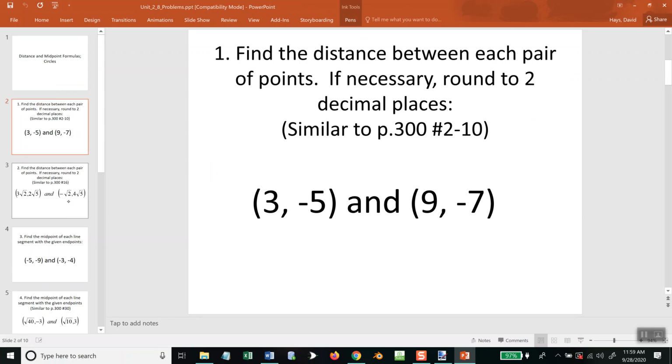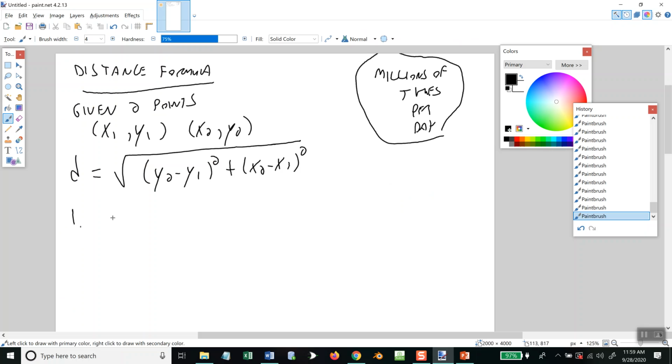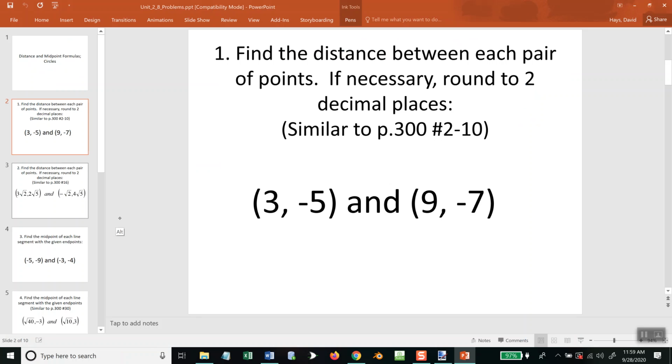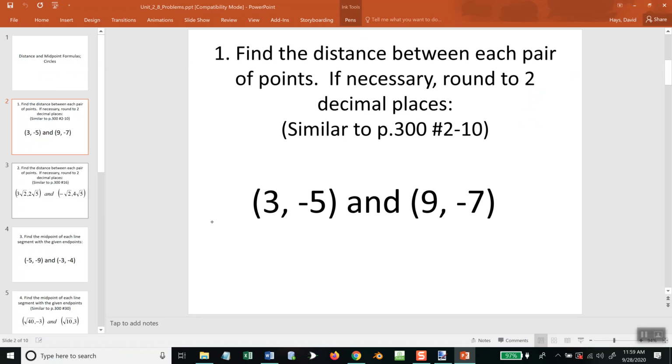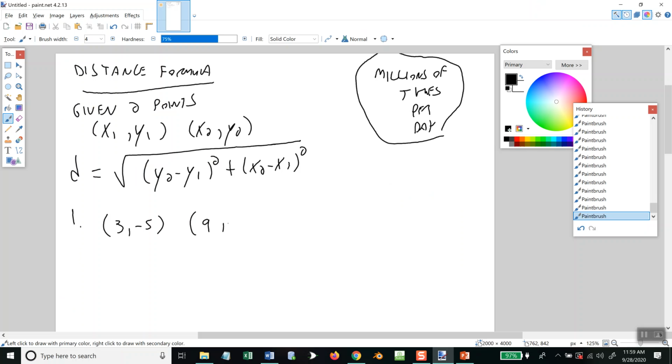So let's take a look at this problem. We've got (3, -5) and (9, -7), and want to find the distance between them. Now this is my first point, so I'll label this as x1, y1. This is my second point, so I'll label this as x2, y2.